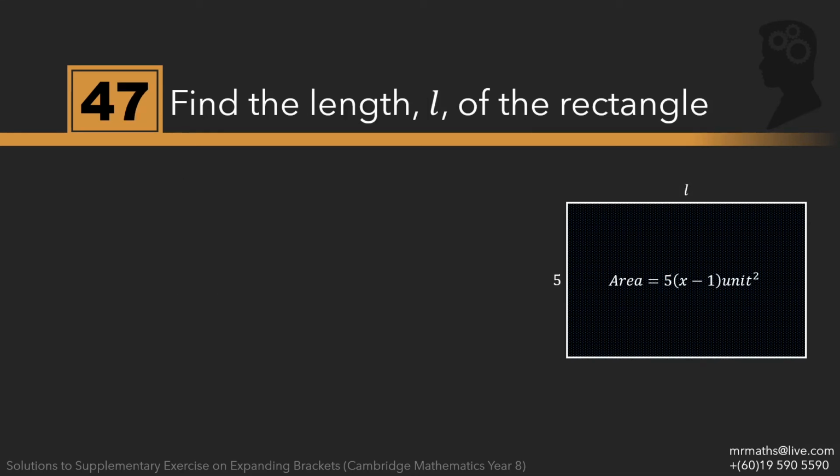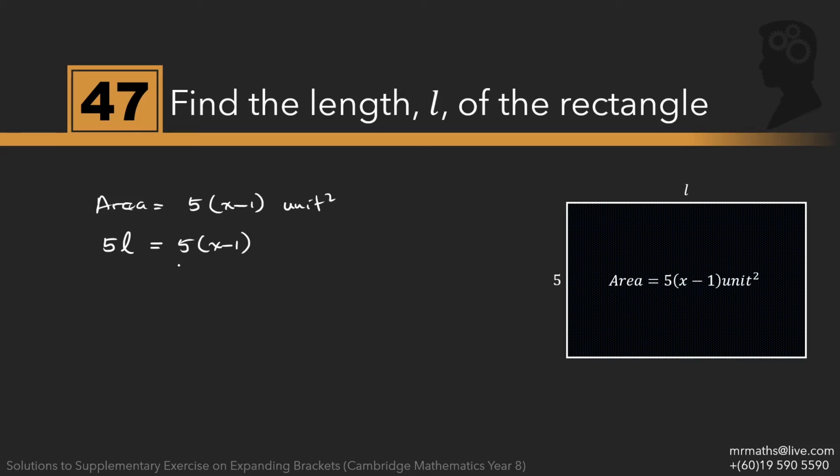Find the length of the rectangle. The area is given. So the area is 5x minus 1 unit squared. And as we know, the area of a rectangle is the width times length. So that is going to be 5L. So 5L should be equal to 5 times x minus 1.